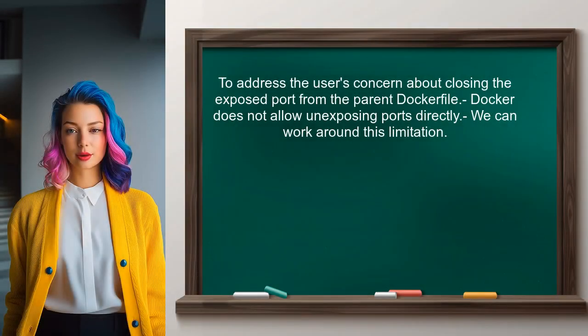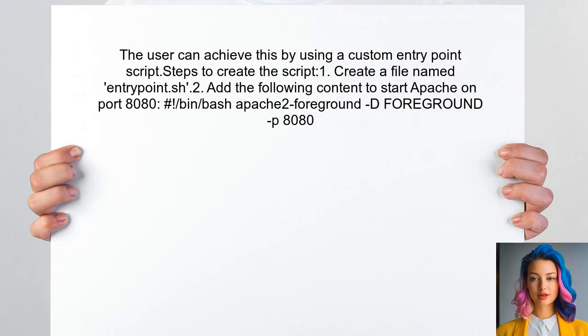To address the user's concern about closing the exposed port from the parent Dockerfile, we can use a specific Docker feature. First, the user should understand that Docker does not allow unexposing ports directly. However, we can work around this limitation. The user can achieve this by using a custom entry point script. This script will override the default behavior of the parent image.